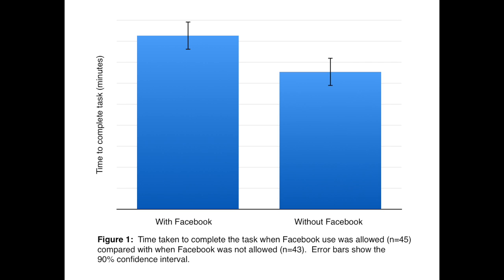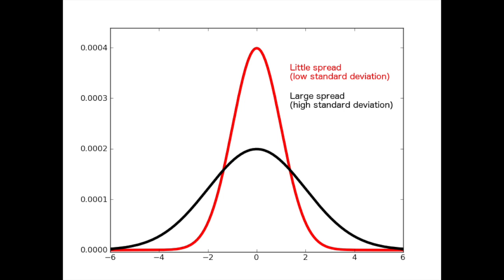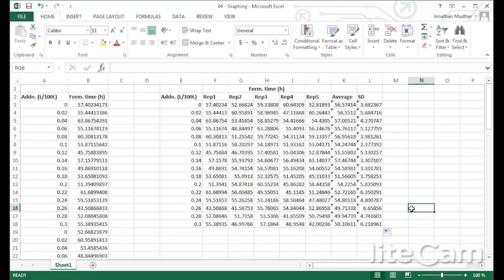If you think about stats, think about when you were taught stats, think about bell curves. If you think about the bell curves, the normal distribution curves, you can either have a nice sharp bell curve where all the data is clustered very close to the average, or you can have a very spread out bell curve where the data is a long way away from the mean. And so your error bars give a sense of how spread out the data is.